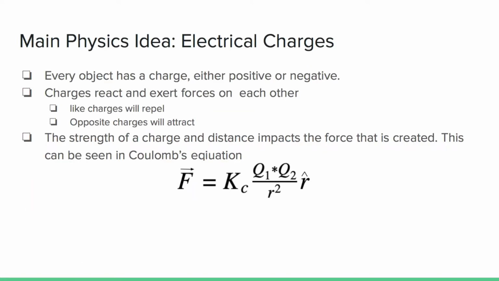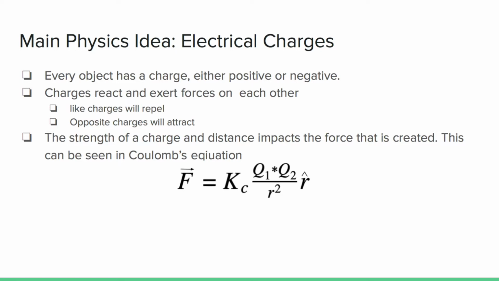To design and then explain this experiment, we used a few main physics ideas revolving around electrical charge. First thing is that everything has a charge of either positive or negative because everything is made of charged particles. If an object is neutral, it has an equal number of protons and electrons, but there is still a charge. Next, the charges will react with one another. Like charges will repel each other and opposite charges will be attracted to one another.